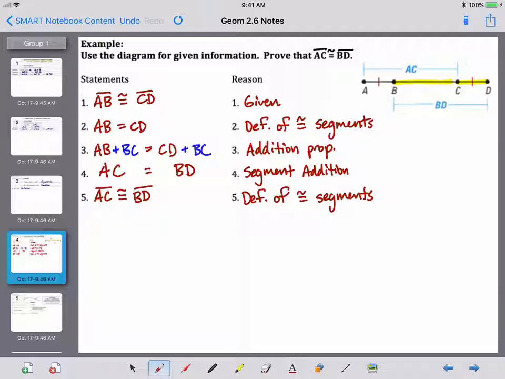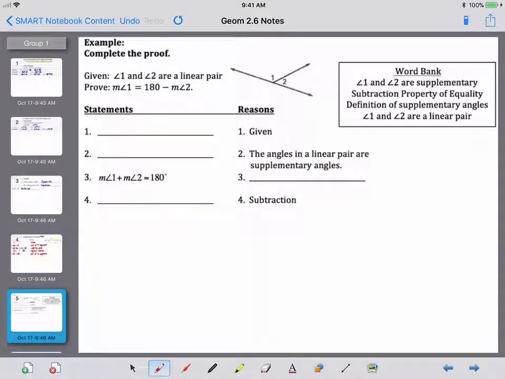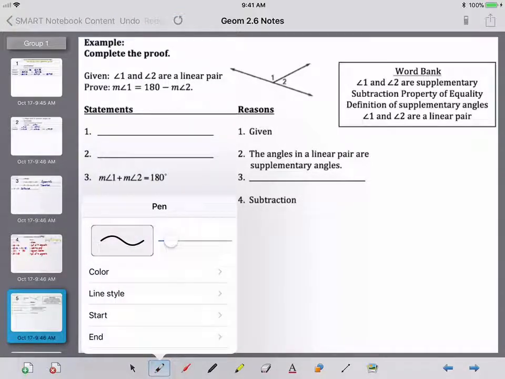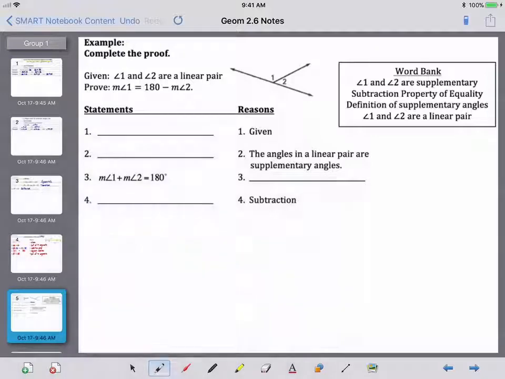Now what I'd like you to do is complete this next proof on the back of your notes by yourself. Before you do that, you need to fix something for me. Here where it says subtraction property of equality, cross that out. And instead what you're going to write is the measure of angle 1 is equal to 180 minus the measure of angle 2. Okay, so that's just a typo. Cross out that second thing in the word bank and write in what I have written below instead.